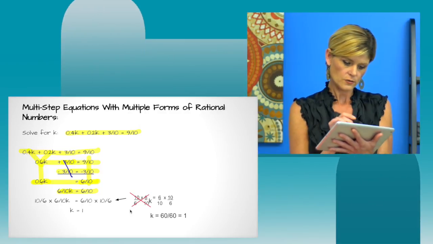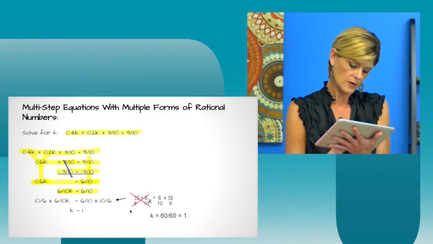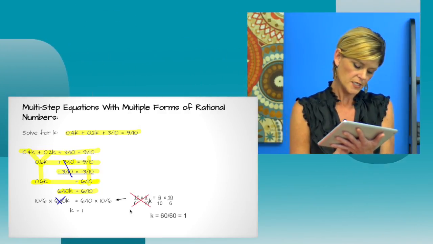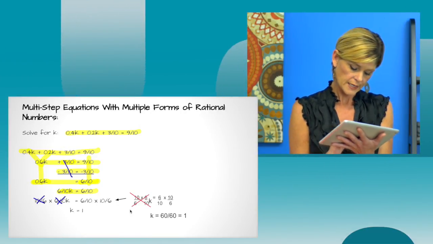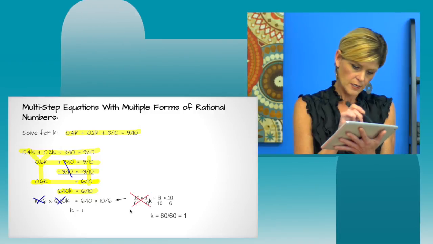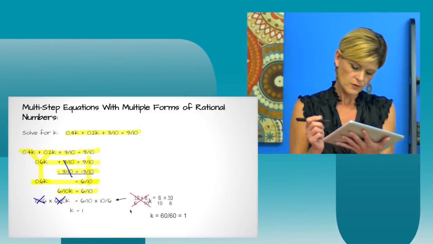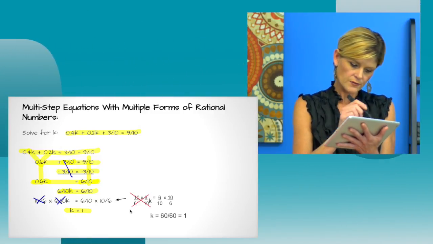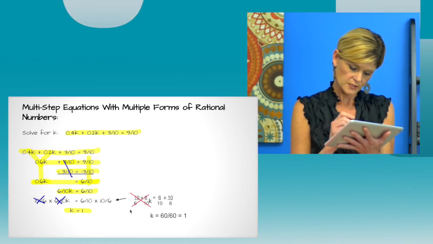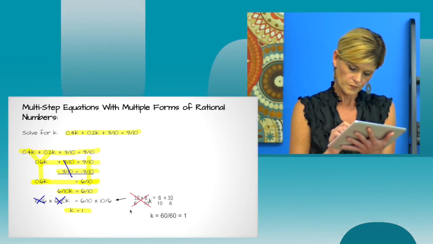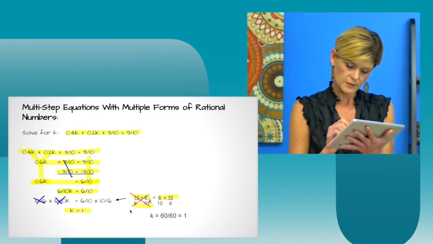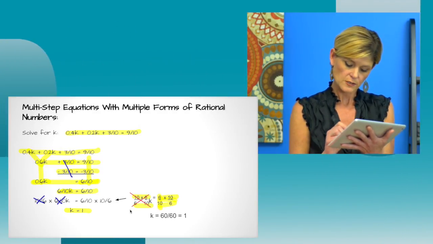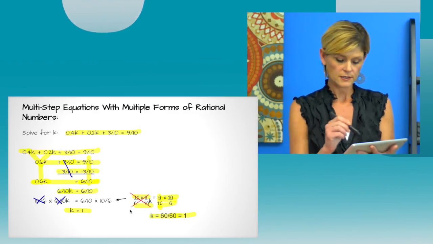It's getting easier and easier. These cancel out. We're going to multiply both sides by 10 over 6 because we want to multiply by the reciprocal on both sides. And I come up with k equals 1. I've shown you here how this canceled out as well, because I'm left with 6 over 10 times 10 over 6, which gives me 60 over 60, and 60 over 60 equals 1.